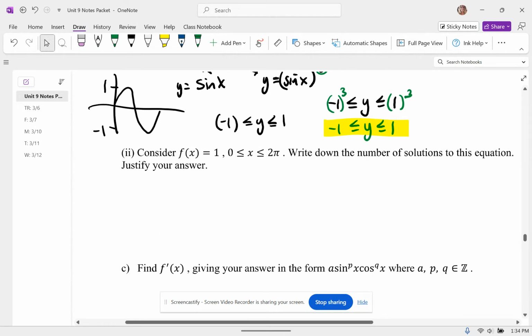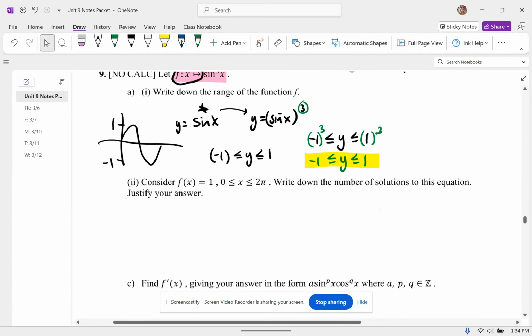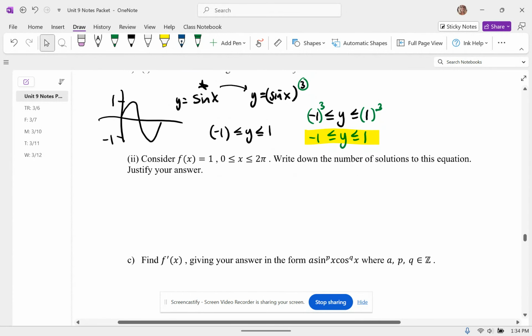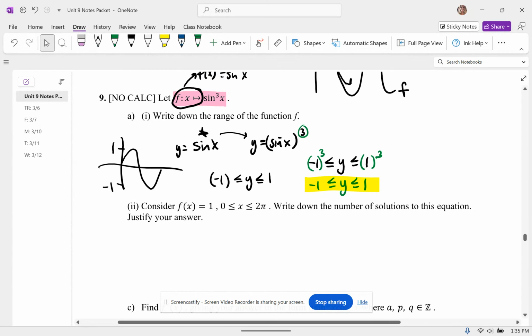But here we go. So now if we're looking at the next one, consider f of x equals 1 from 0 to 2 pi. Write down the number of solutions to this equation and justify your answer. All right, so what is it really asking me? The amount of times it equals 1. How many times they intersect?